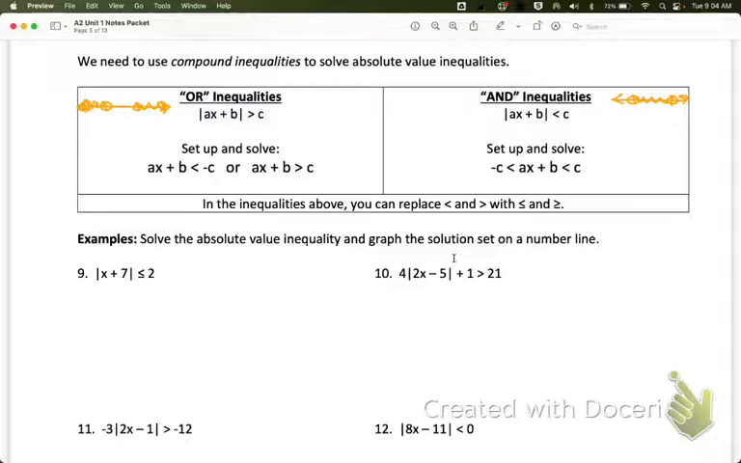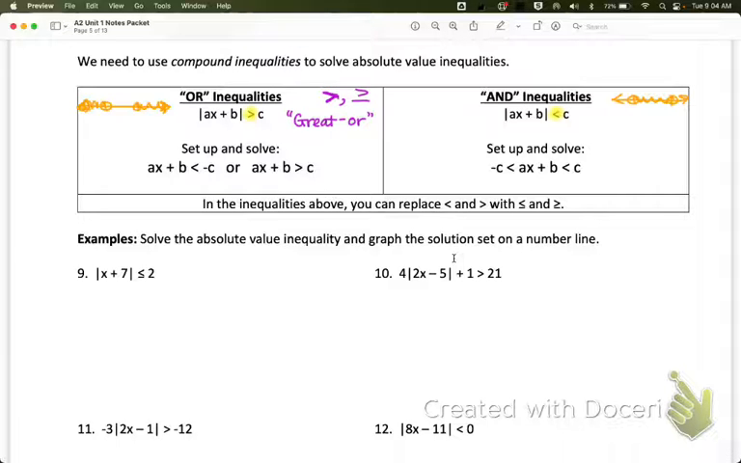The type of inequality, AND versus OR, is dependent on the type of inequality that you have, and that is only when the absolute value is by itself. Okay, so we have to have the absolute value by itself, then we can make a decision. So OR inequalities always come from greater than or greater than or equal to. The way that I remember this is I remember the word greater. If it's a greater than inequality, it's going to be an OR inequality. And then AND is when it is a less than.